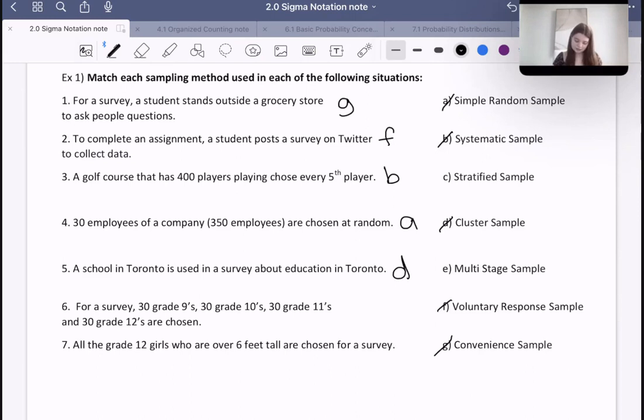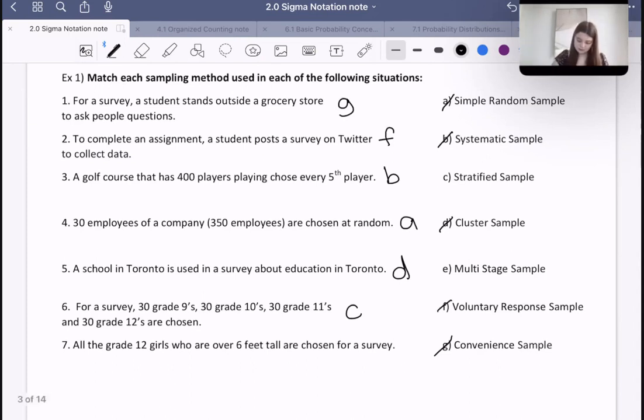Then number 6 says for a survey, 30 grade 9s, 30 grade 10s, 30 grade 11s, and 30 grade 12s are chosen. So in this case, this would be stratified sampling because they're equally representing different parts of the school. Now, for it to be stratified, it doesn't necessarily have to be all the same number, but at most high schools in general, there's probably approximately an equal number of grade 9s, 10s, 11s, and 12s. I know there are some exceptions to that. Some schools might mostly focus on grade 11s and 12s, while other schools might have more grade 9 and 10. But in general, most schools have similar numbers of all of these. And so equally representing them in those kinds of cases does mean having the same or similar numbers for each group.